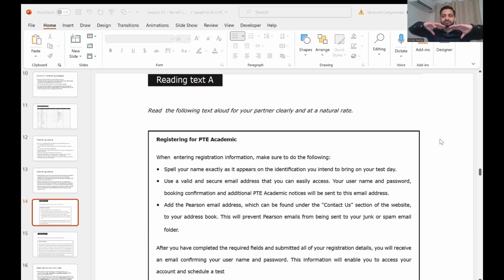All right, so all of this information, you should be able to get the main points out of it. First thing is registering for PTE Academic.